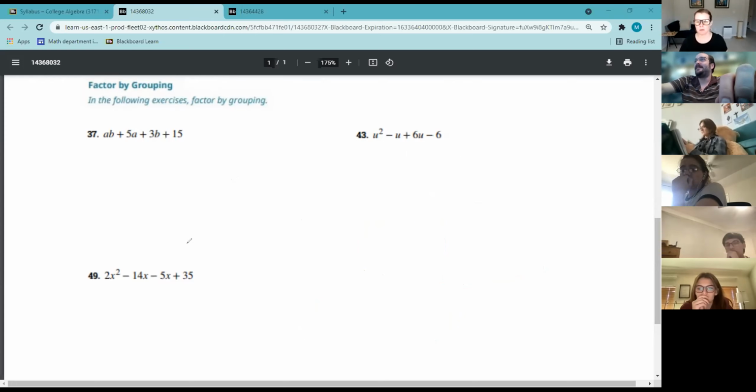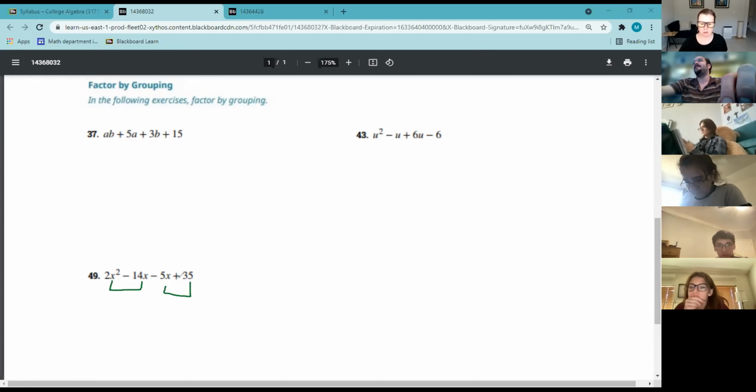2x squared minus 14x minus 5x plus 35. Did you get this one? Yeah, I did the grouping. So that's what y'all are all trying to do. If I factor this by grouping, I look at the first thing, 2x squared minus 14x. I can take out how much? I can take out a 2. And what about the x's? Just 1x. Yeah, I can take out a single x.